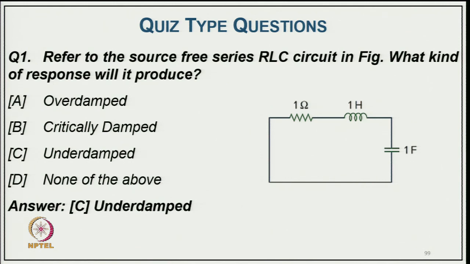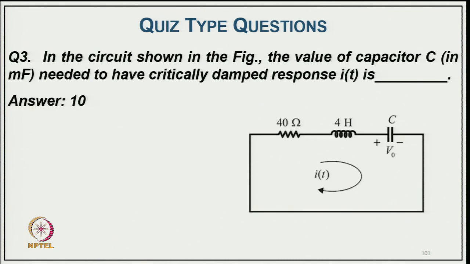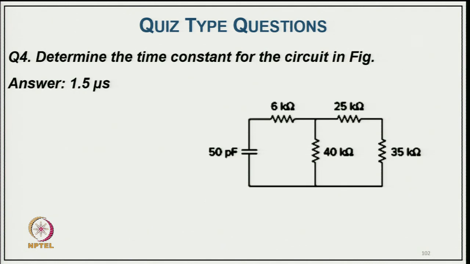What kind of response will it produce? Given overdamped values for R, L and C, you can find out typically, and from that it is considered underdamped. Similarly, for an RLC circuit with R equal to 0, what kind of response will it give? An undamped response. And similarly, in the case of this circuit you can find out the capacitance needed.